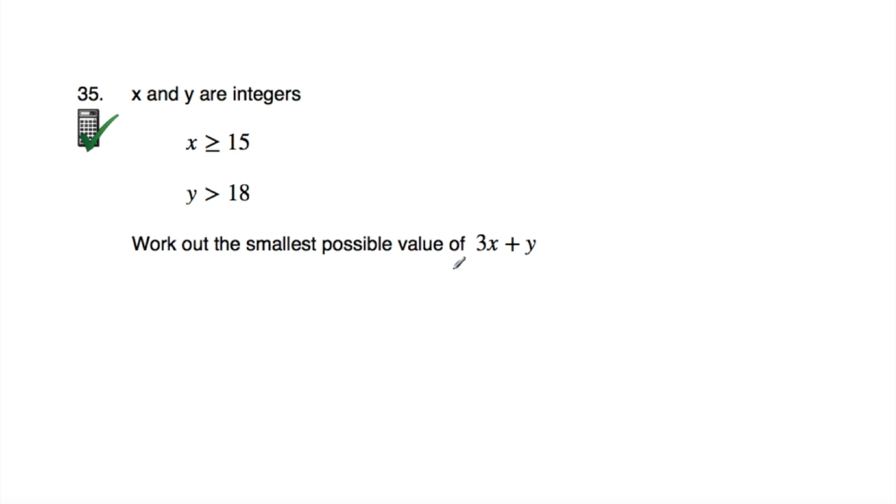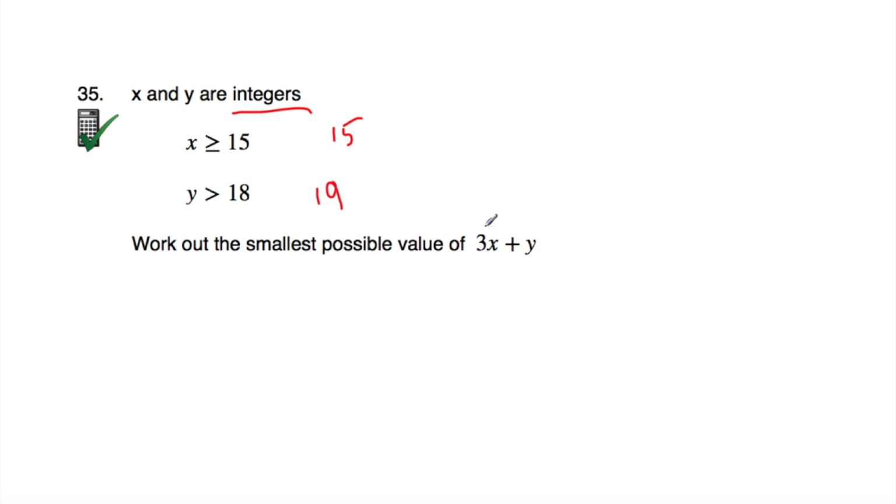We're then asked to work out the smallest possible value of 3x plus y. So let's find the smallest possible value for x, the smallest possible value for y, and then substitute them in. Remember they're integers. So the smallest possible value of x would be 15. And the smallest possible value of y would be 19, because it's an integer and it's bigger than 18.